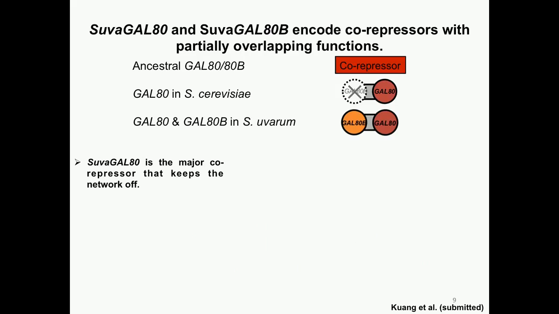Okay, so what about the second copy of GAL80? And this is maybe more interesting because in this case, this is a gene, GAL80B, that is not present in Saccharomyces cerevisiae. First off, to cut a little bit to the chase, Saccharomyces uvarum GAL80 has a similar function to cerevisiae GAL80. It is the main co-repressor that's responsible for keeping the gene network off. So what about GAL80B? What is it doing?